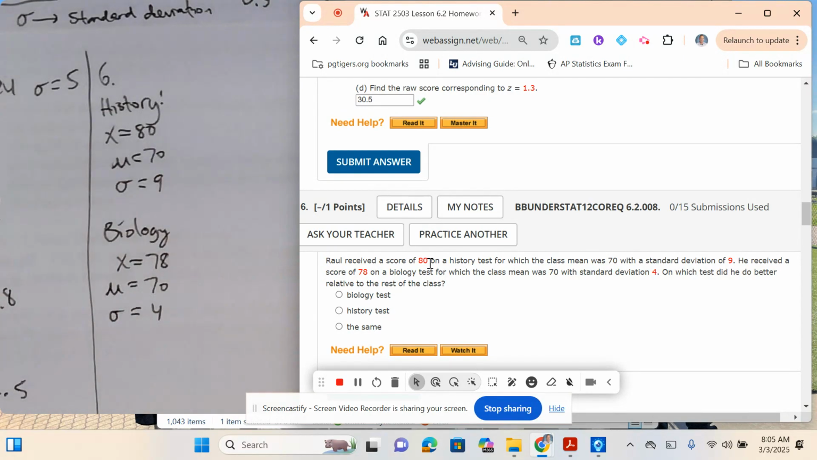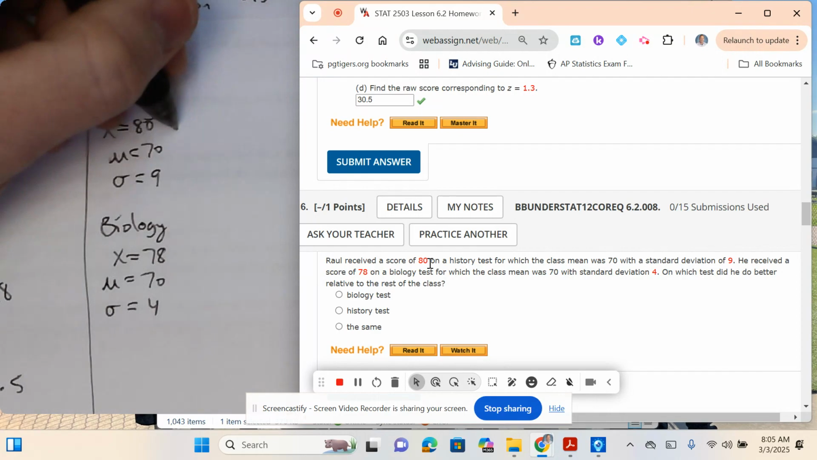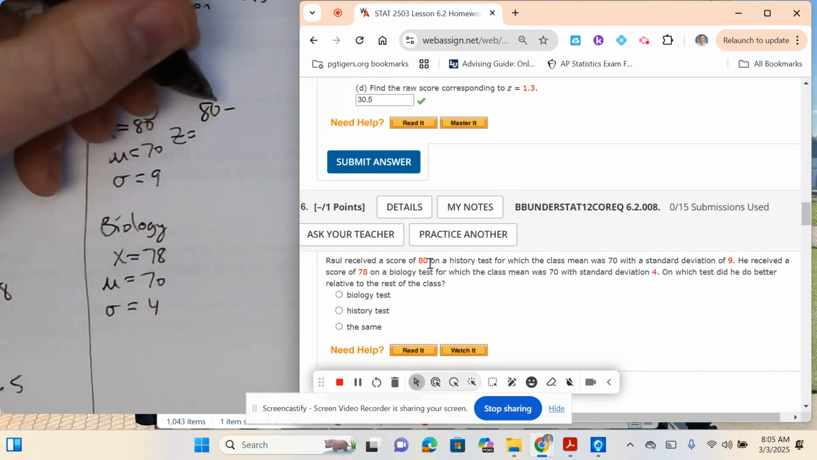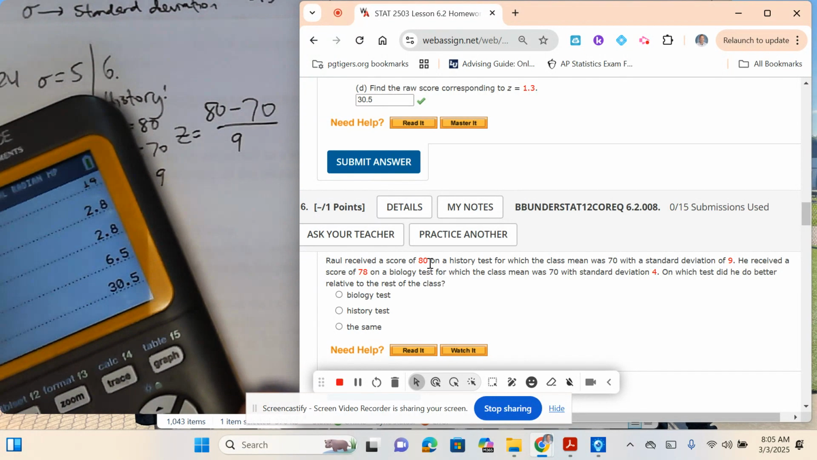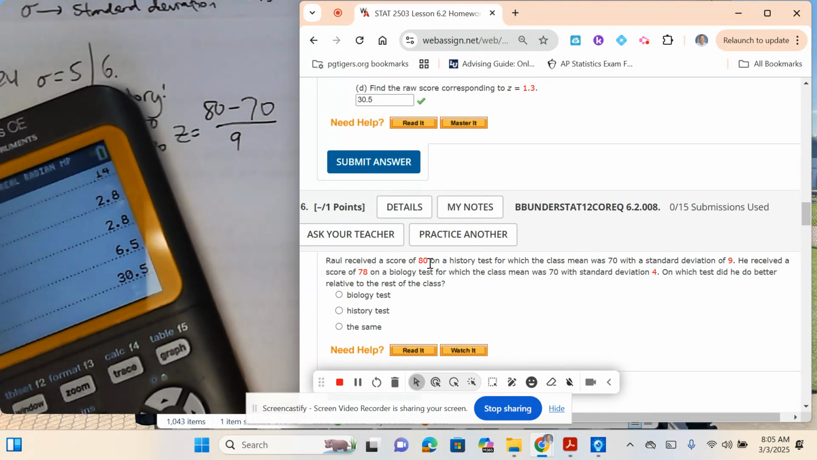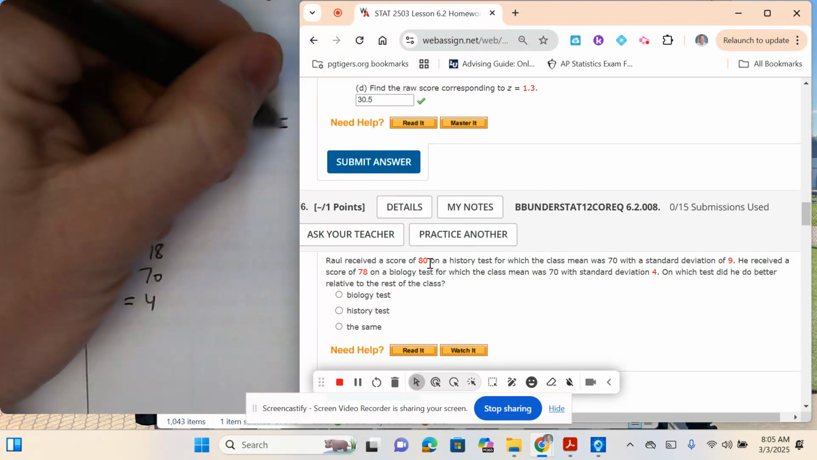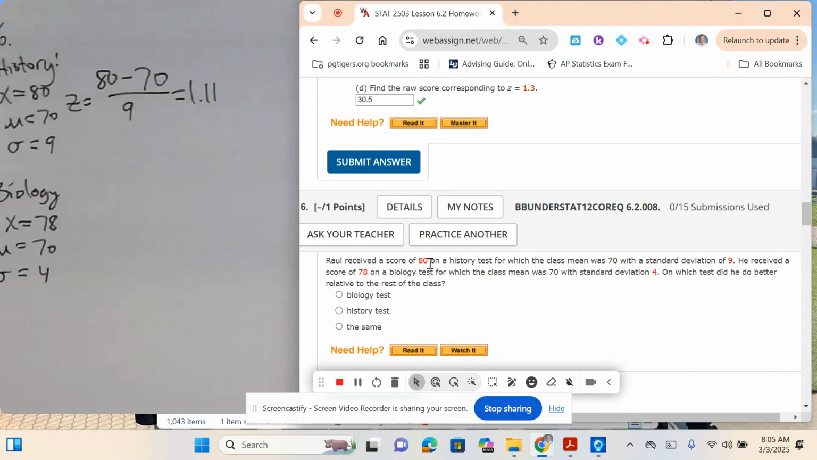I want to find the z-score for each class. So I'm going to find his z-score for each class. His z-score here is his raw score minus the mean divided by the standard deviation. So I've got two different classes here, and I'm trying to compare which one Raul did better in. So 1.11. He was 1.11 standard deviations above the mean in his history class. Pretty good.